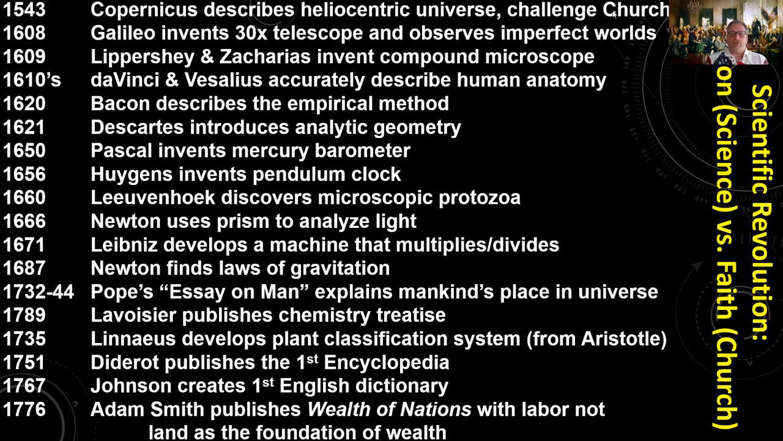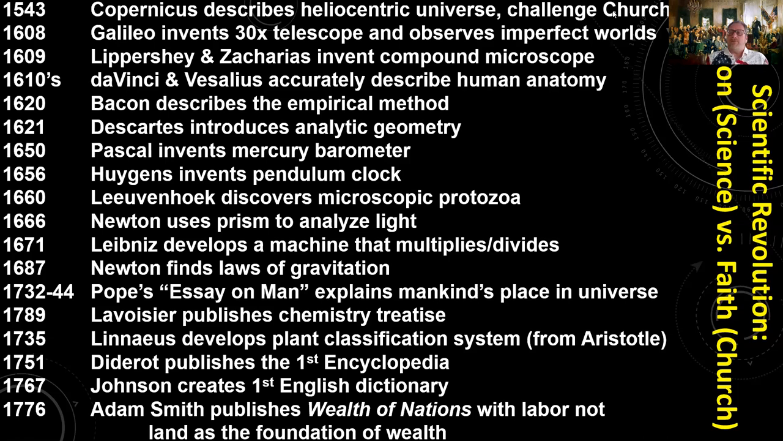Newton is going to find the laws of gravitation that work, the three laws of gravitation. Pope is actually going to come up with the Essay on Man, which explains mankind's place in the universe from a scientific rather than a Christian religious perspective. Lavoisier is going to invent chemistry in 1732. We're going to have Linnaeus, one of the first botanists, come up with a plant classification system that's based on and kind of improved upon what Aristotle had done in the Greek world.